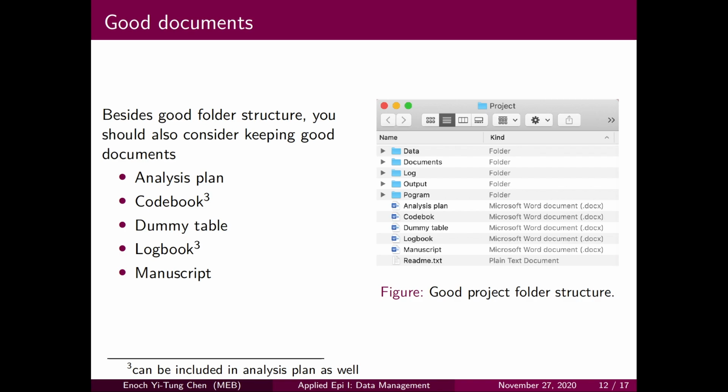Dummy table goes for empty tables and graphs. You first create a table, name the rows and columns. Or for graphs, you can give the x-axis and y-axis first. Dummy tables play a role like a blueprint in this project. You sort of need a map to know where to go, and dummy table is definitely your good friend.